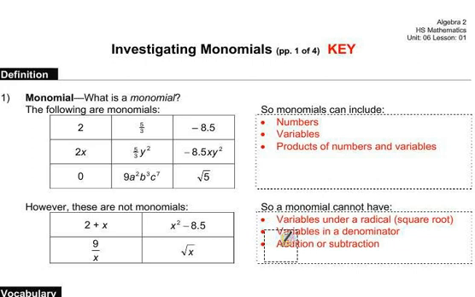Variables can't be under a radical. Radical is a square root. We'll learn more radicals besides square roots. We'll do cube roots, fourth roots, different things as the semester goes on. You can't have a variable in the denominator, and you can't have addition or subtraction separating numbers. Multiplication is okay, but not addition or subtraction.